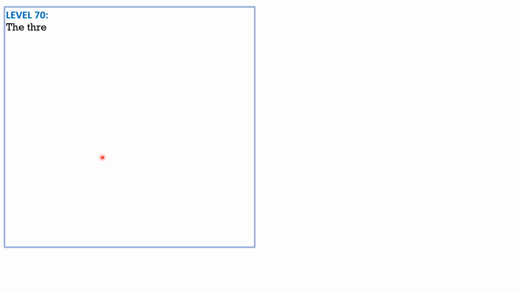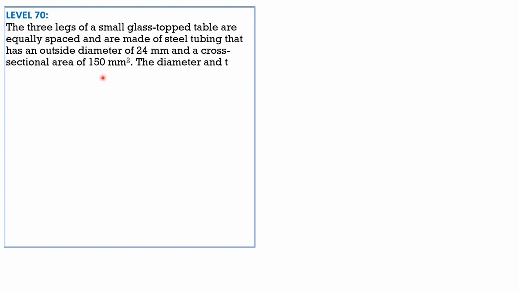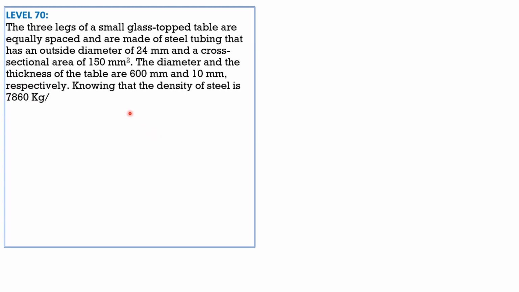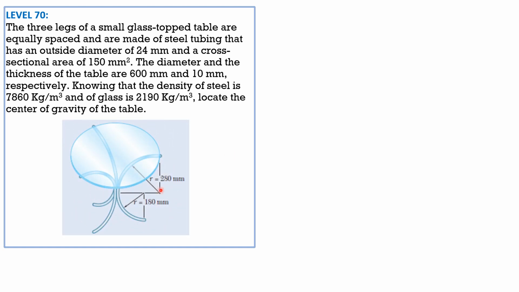Level 70 problem. The three legs of a small glass top table are equally spaced and are made of steel tubing that has an outside diameter of 24 mm and a cross-sectional area of 150 millimeters square. The diameter and the thickness of the table are 600 mm and 10 mm respectively. Knowing that the density of steel is 7,860 kg per cubic meter and of glass is 290 kg per cubic meter, locate the center of gravity of the table. So this is the assembly.